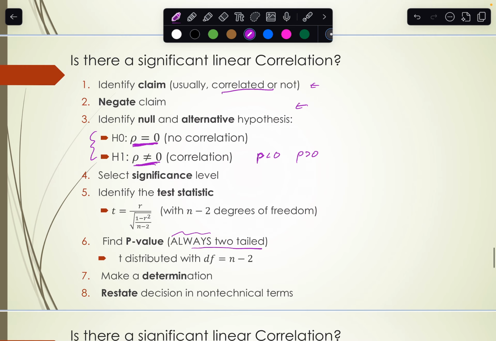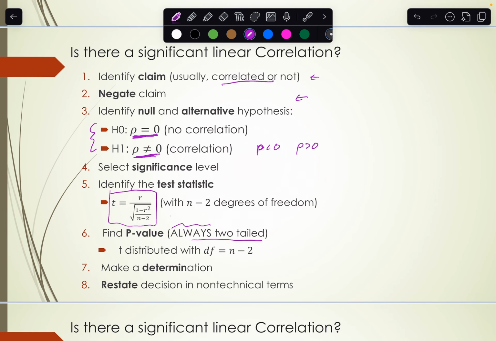Step 5, identify the test statistic. In this case, it is a t-distribution. r follows a t-distribution, and this is the standard error for this test. You've got r, the sample correlation. We subtract the true correlation, which we assume to be 0. Then you divide by the standard deviation of r. The standard deviation is this value right here, the standard error of r. This is a t-score.